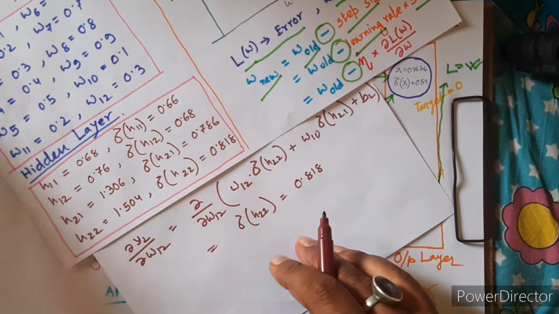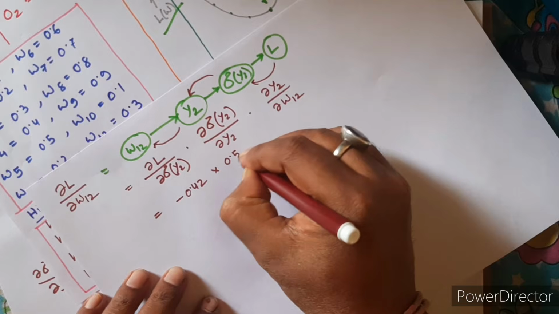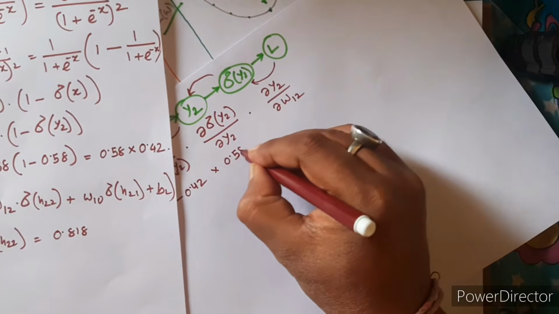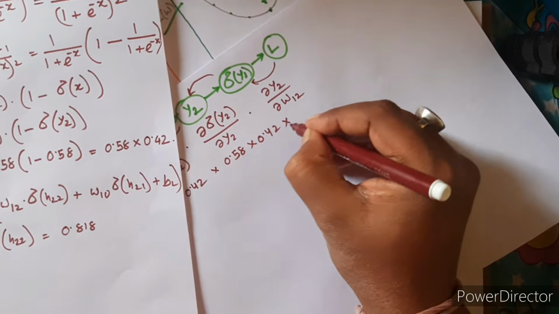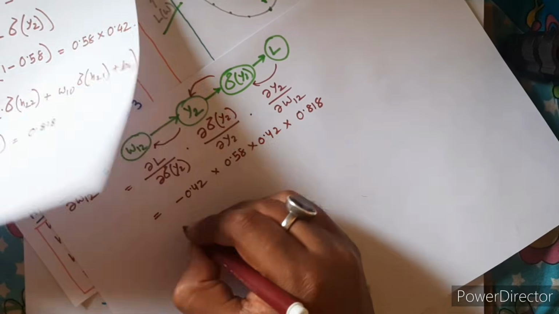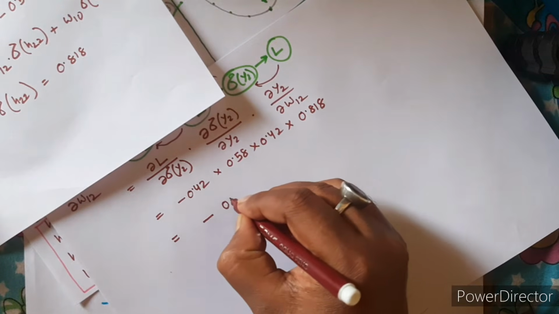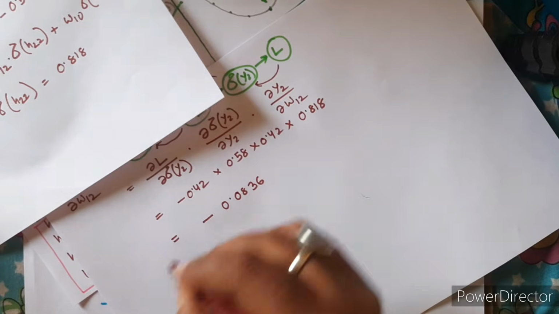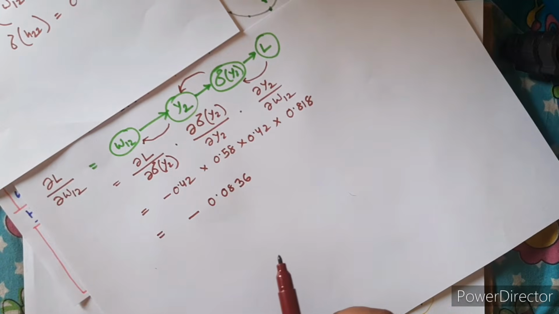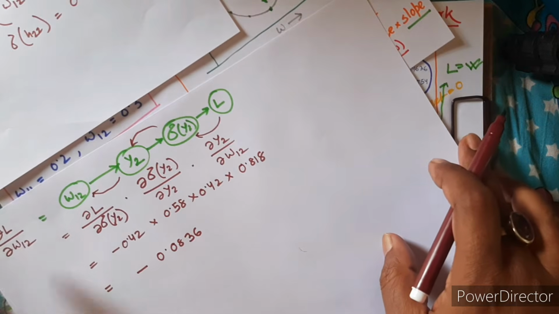So now writing them here, it is equal to 0.58 into 0.42 into 0.818. So this actually, if you calculate, is minus 0.0836. Now you have delta L by delta W12.